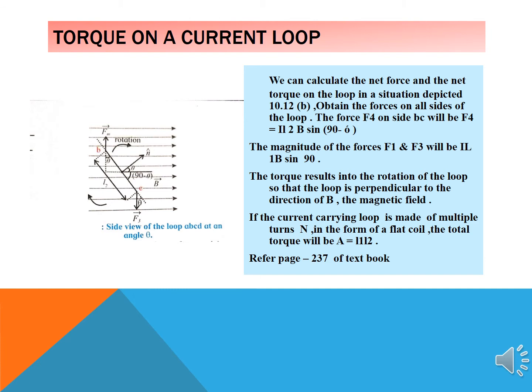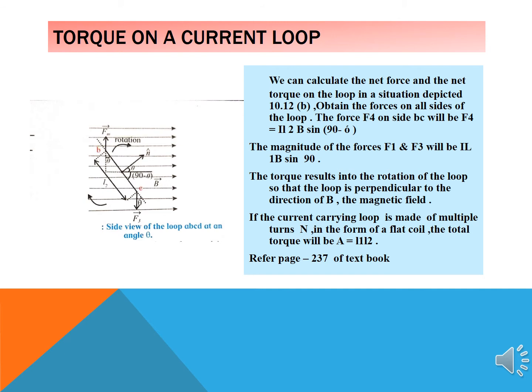Here, the rotation is shown in the direction where you have the angle theta and the other angle is given as 90 minus theta. Let me begin with how we calculate the net force and the net torque on the loop in such a situation. Obtain the forces on all sides of the loop first. The force F4 on the side BC will be given by F4 equals I L2 B sine of 90 minus theta. The magnitudes of the forces F1 and F3 will be I L1 B sine theta.